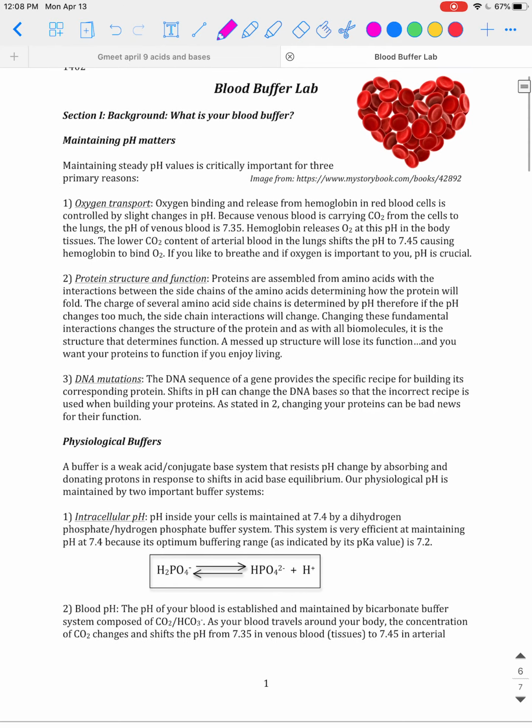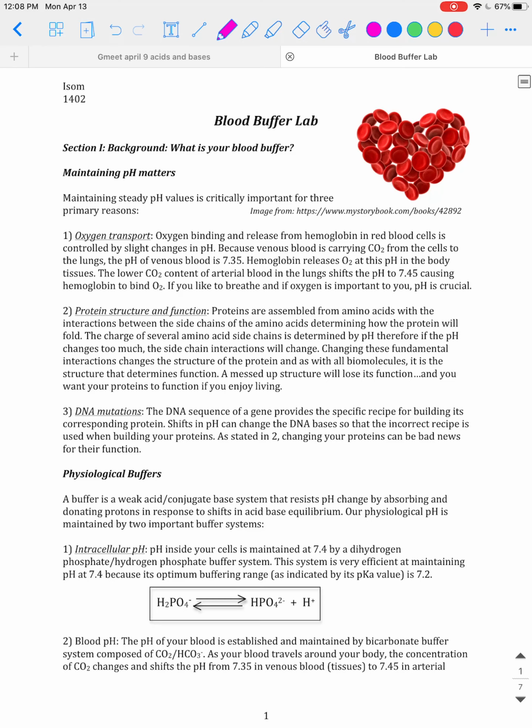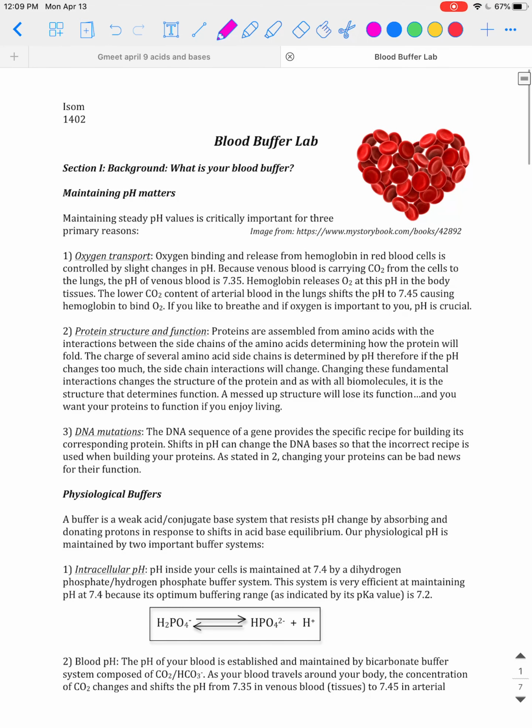However, I'm going to walk us through this lab, and that way you guys can hopefully do it with a little more ease. I think it's one of the more challenging labs we do in the semester. But I will say, I'm going to pause right here. If you have not finished watching the acid-base videos, do not attempt this lab yet.